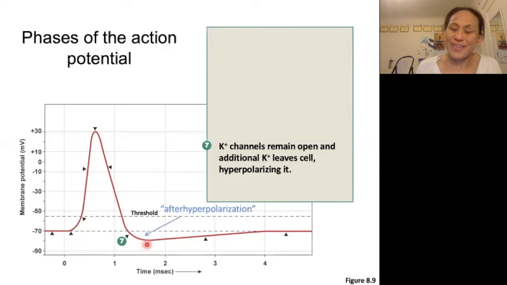We have a name for this phase of the action potential. It is the after hyperpolarization. I think some people also call it just the hyperpolarization phase. But basically, we're hyperpolarizing the cell beyond its resting membrane potential. Okay.